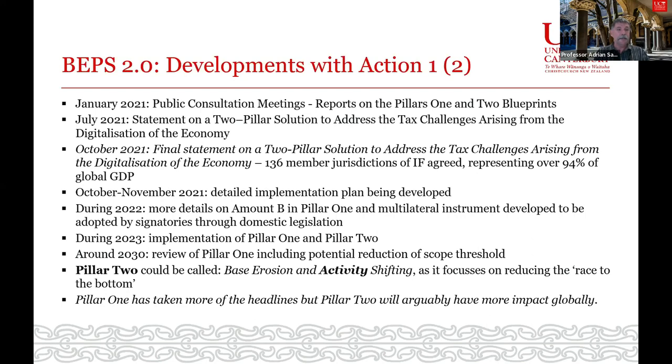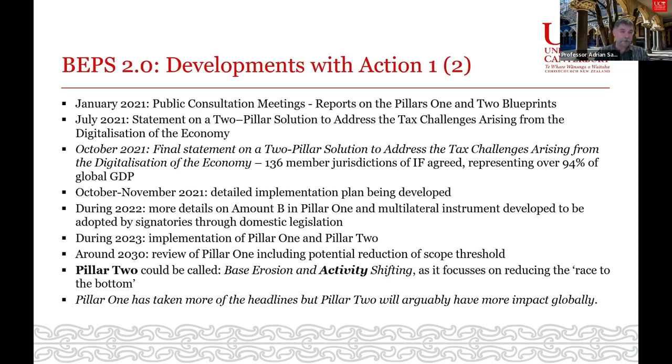That was then eventually finalised in terms of the high-level statement back in October 2021, of which 136 member jurisdictions agreed to it. There were just a handful that didn't agree, so they basically abstained. And of the 136, this effectively represents over 94% of global GDP. So that is a significant portion of the world's economy. Currently, the detailed implementation plan has been developed, so we are told to expect that should be coming out soon. In 2022, there'll be more detail on Pillar 2, Amount B and Pillar 1. I'm going to talk more about these in a moment. Then during 2023 will be the implementation and a review in 2030.